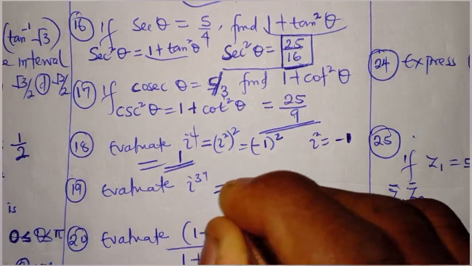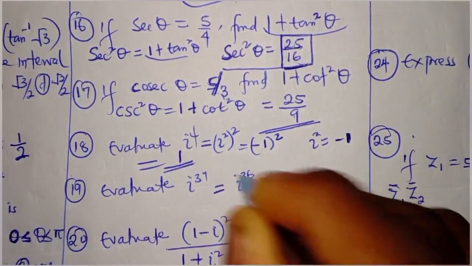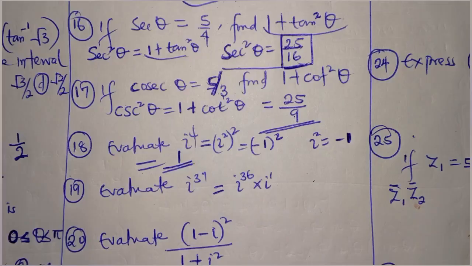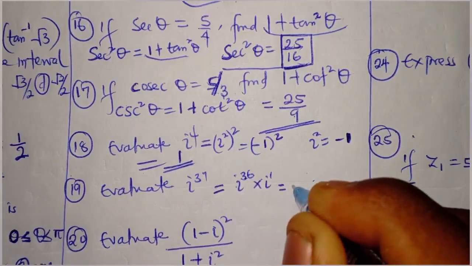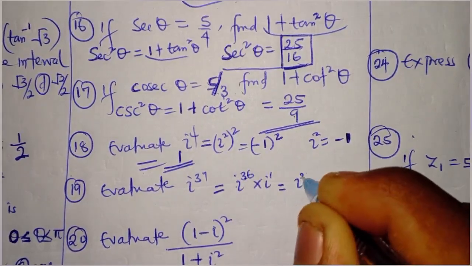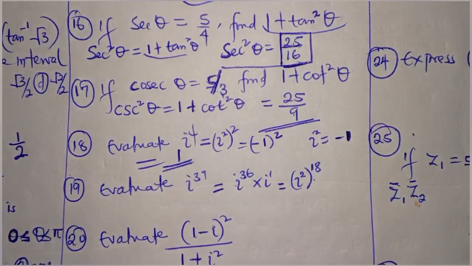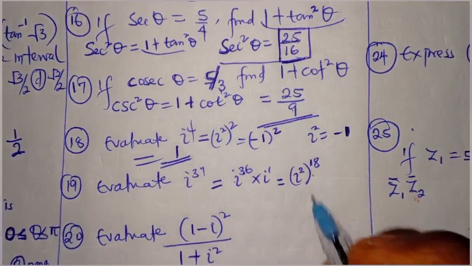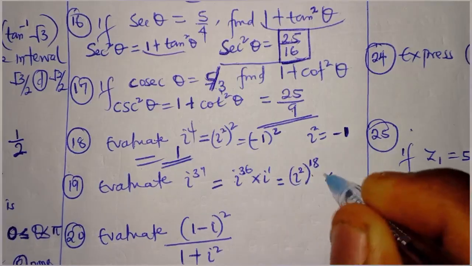I to the power of 37 can be written as I to the power of 36 times I to the power of 1 by law of indices, because 36 plus 1 is 37. I to the power of 36 is the same thing as saying I squared times 18. 18 times 2 is 36. That's 18 plus 18, right? So if I say 2 times 18, that's 36 by law of indices, then times this I to the power of 1.